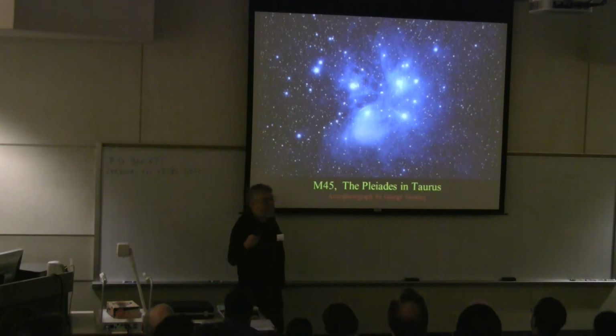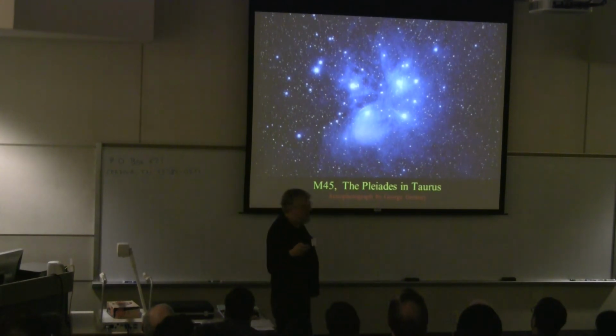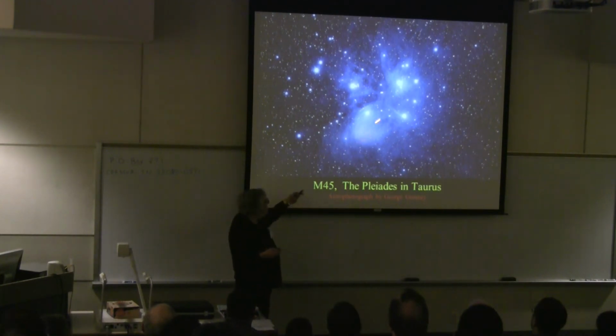Here's everybody's favorite reflection nebula, that's the Pleiades. It's hard to see the nebulosity within Memphis. You have to go way out in the dark area, and then you can see that light shining off of these. This is the Seven Sisters, the Pleiades.